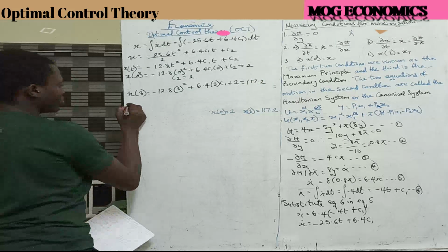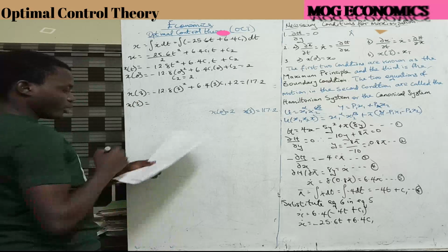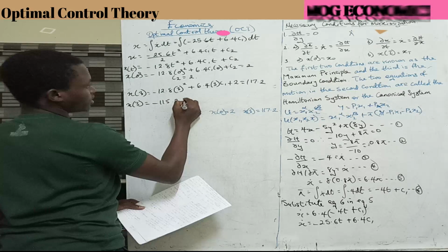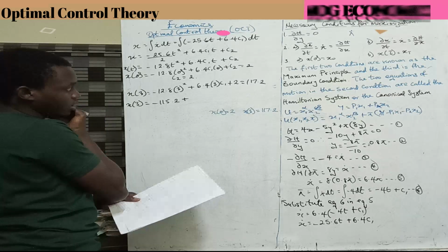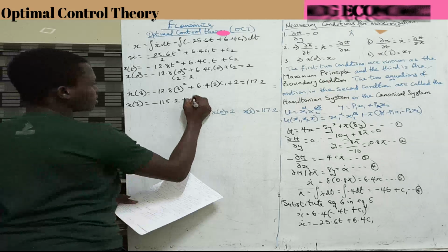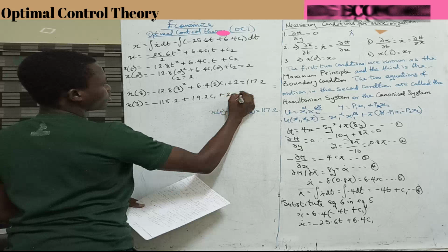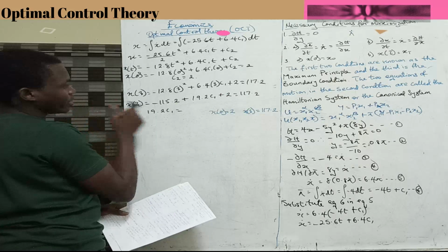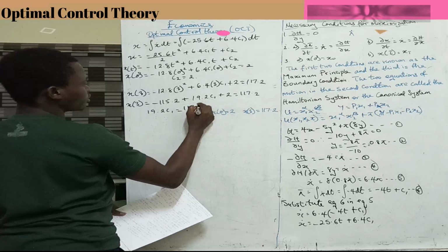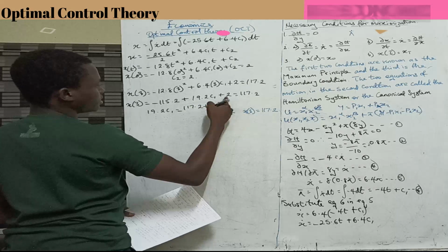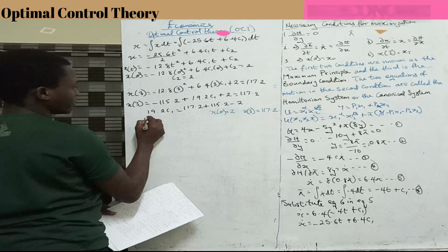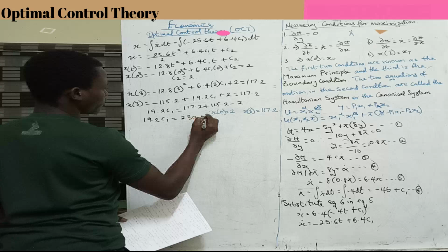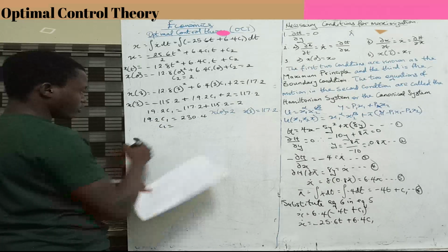equals 117.2. So x(3) equals minus 12.8 times 9, which is minus 115.2, then plus 6.4 times 3, which is 19.2, so plus 19.2 C1 plus 2 equals 117.2. Alright, so 19.2 C1 equals 117.2 plus 115.2, then minus 2. So 19.2 C1 equals 230.4. When you divide, C1 is 12.